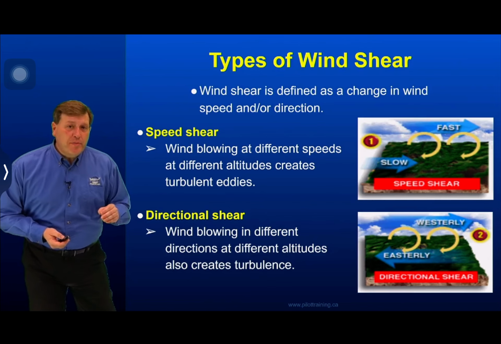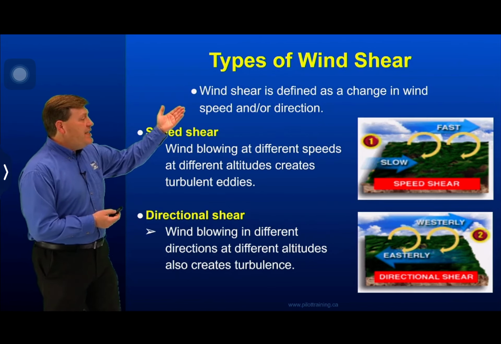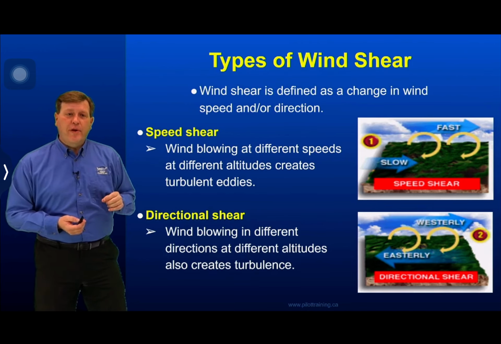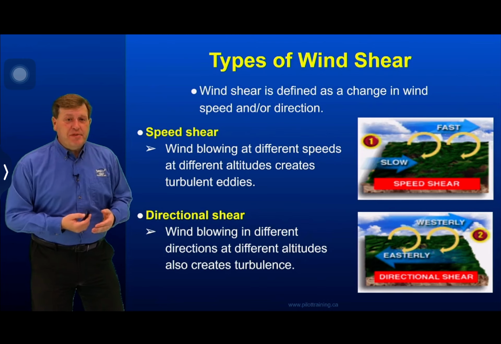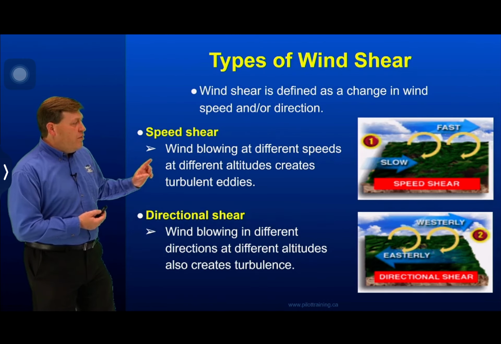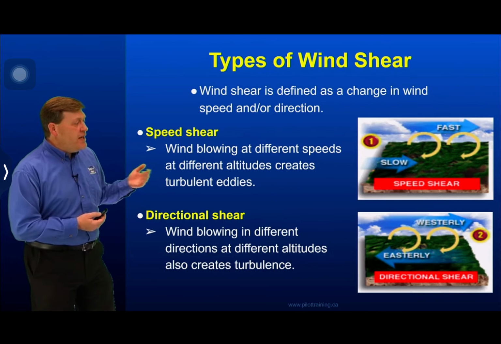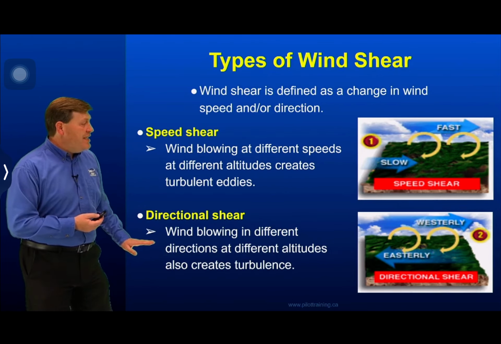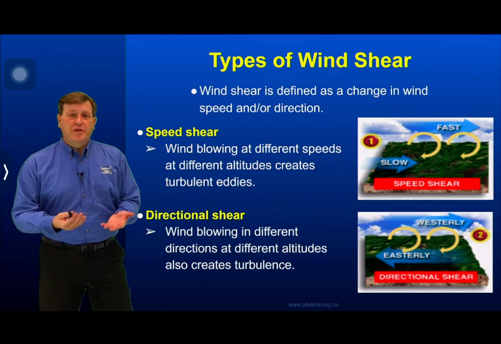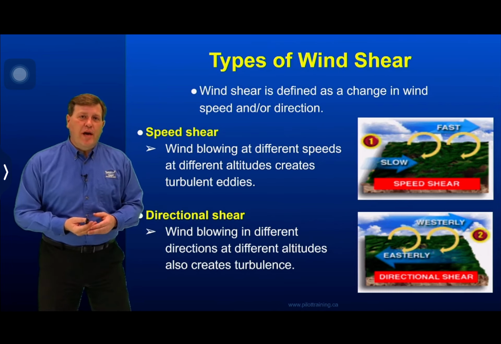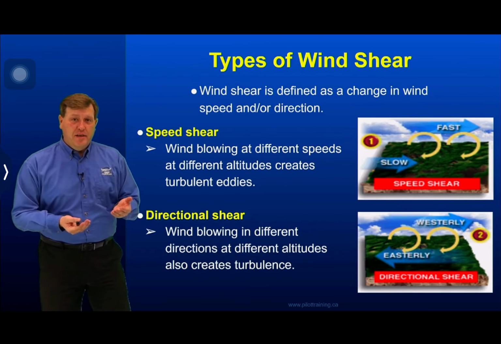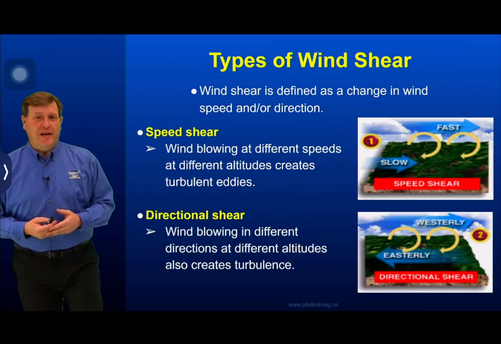What I want you to remember from this section, however, is that wind shear is defined as a change in wind speed and or direction. A couple of types of wind shear include speed shear and directional shear. Wind blowing at different speeds can create turbulent eddies. Wind blowing in different directions can also create turbulence. Now, just for a moment to show you how this works, let's go back over the whiteboard where I can zoom in a little bit better and give you imaginary examples of different wind speeds and directions.